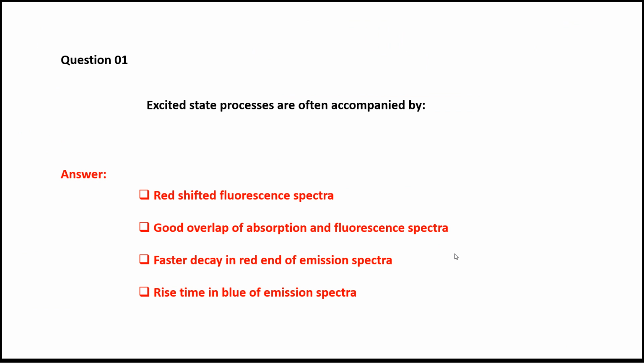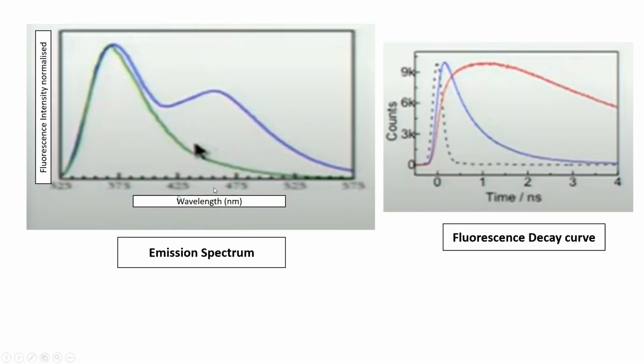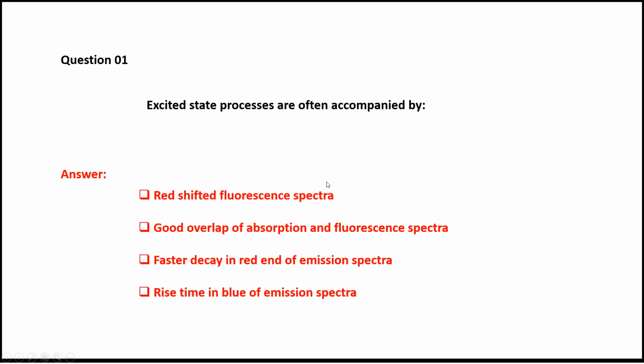Among the problems, the first was: excited state processes are accompanied by. The options for this question are: redshifted fluorescence spectra, good overlap of the absorption and fluorescence spectra, faster decay in the red end of the emission spectra, rise time of the blue of the emission spectra. Okay, so first of all, what are they asking, and what is this excited state processes?